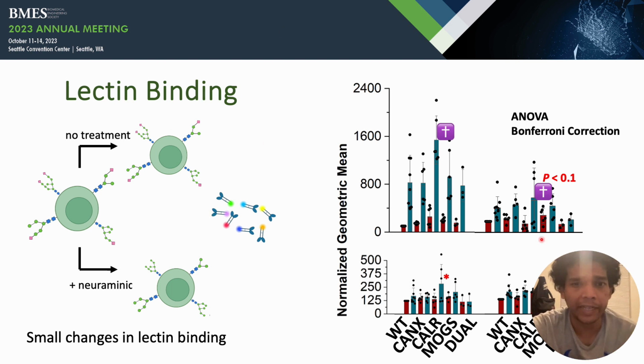4 different lectins in which we have seen a significant upregulation of the signals, and all these 4 changes are found in the calreticulin knockout.